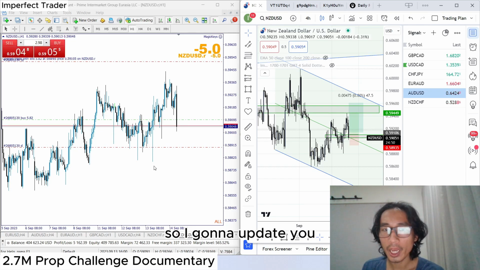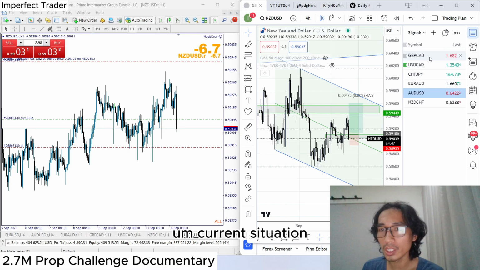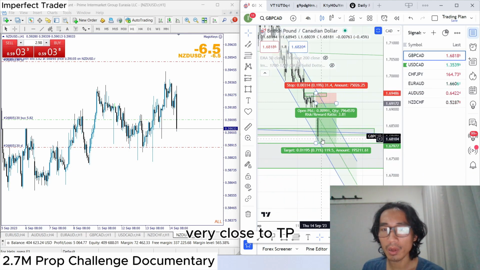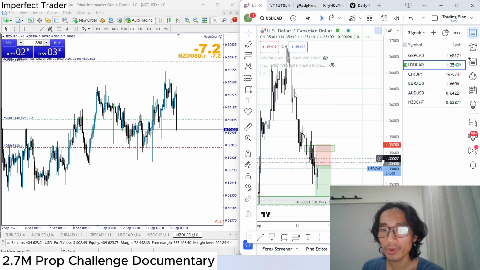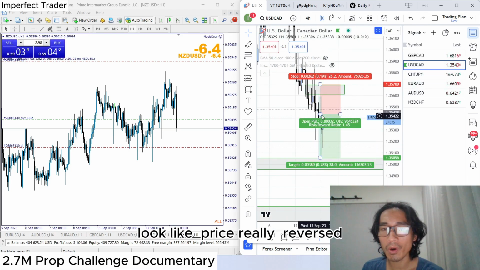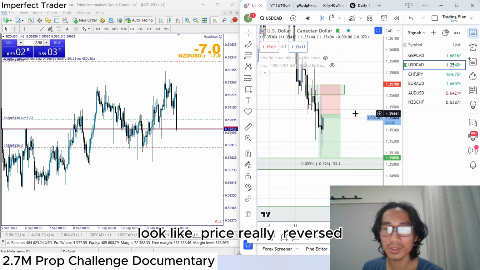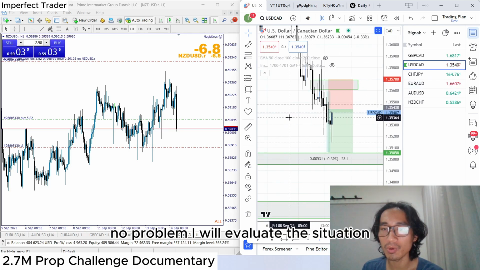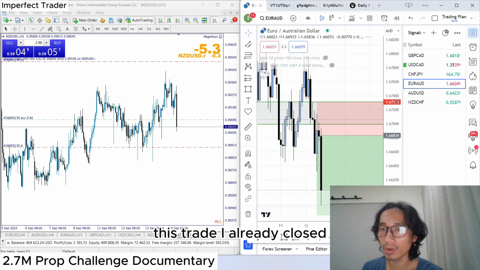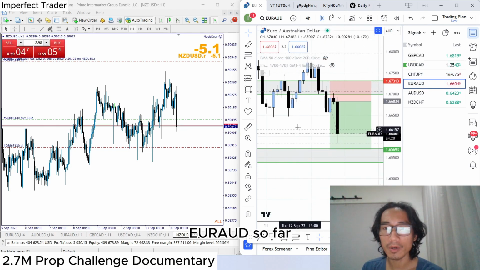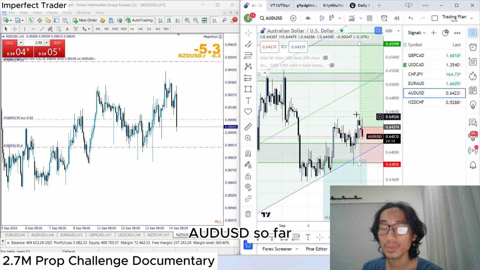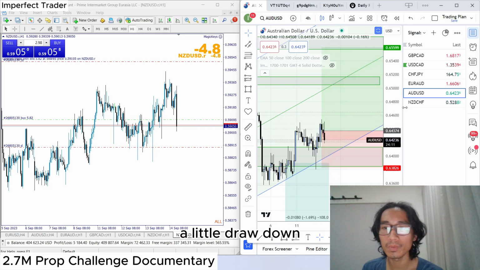So I'm gonna update you on the current situation. Here is the trade on GBP CAD, very close to TP. USD CAD looks like price really reversed. No problem, I will evaluate the situation. This trade I already closed. Euro AUD so far very close to my TP as well. AUD USD so far a little drawdown.